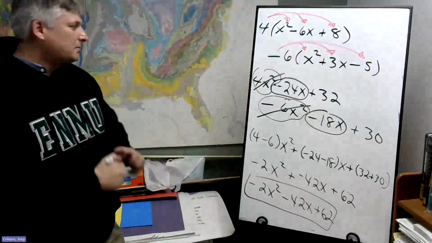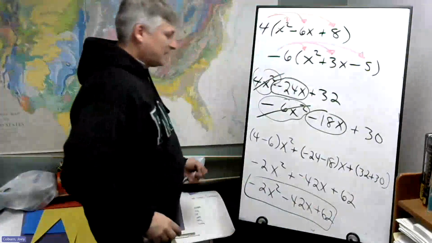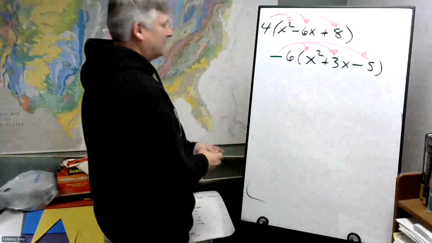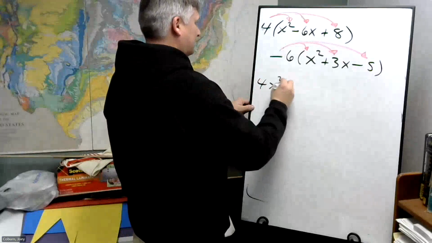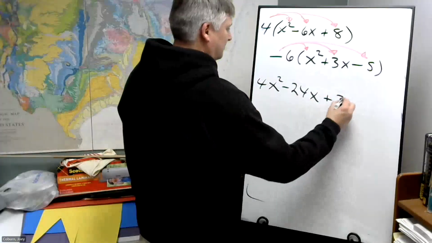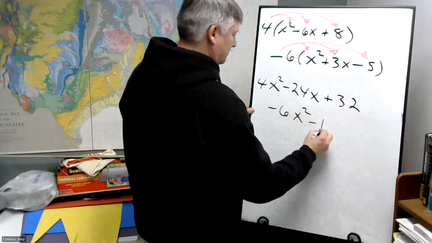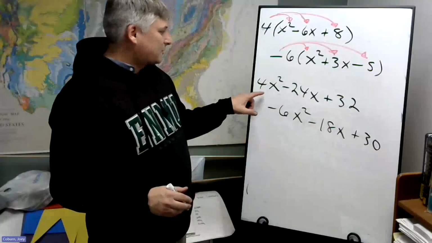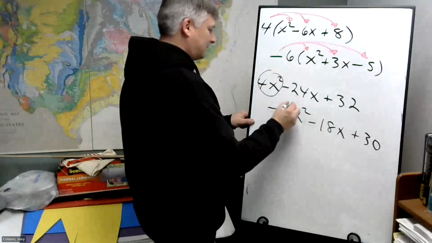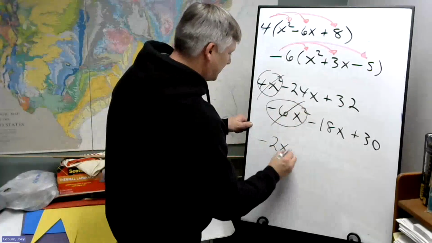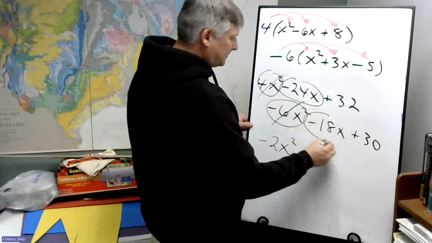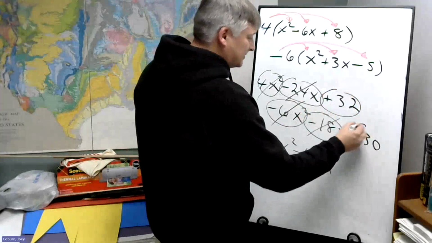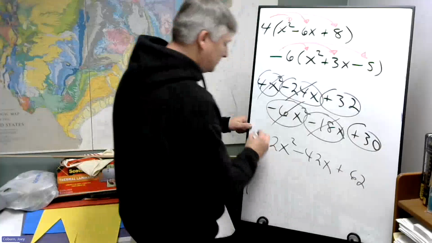And again, a trick people will typically do, they'll combine these as they go. So for example, I'll run through this also. Another way they'll do this, again, we'll do our distributions. They'll sometimes do when they feel comfortable. So x squared terms, 4x squared minus 6x squared, negative 2x squared. Negative 24x combines with negative 18x, that's negative 42x. And then lastly, constant terms, those will add up to positive 62.